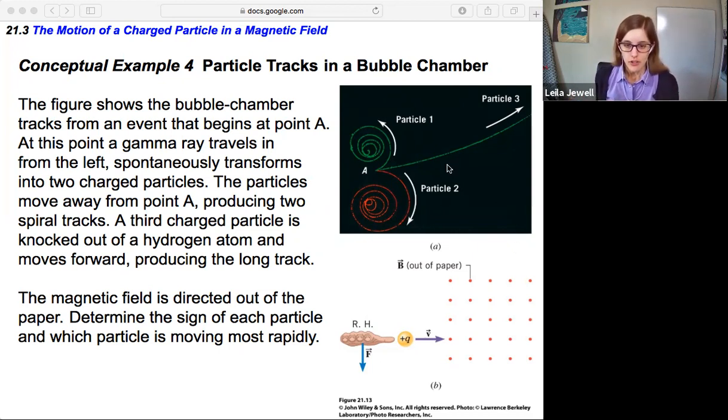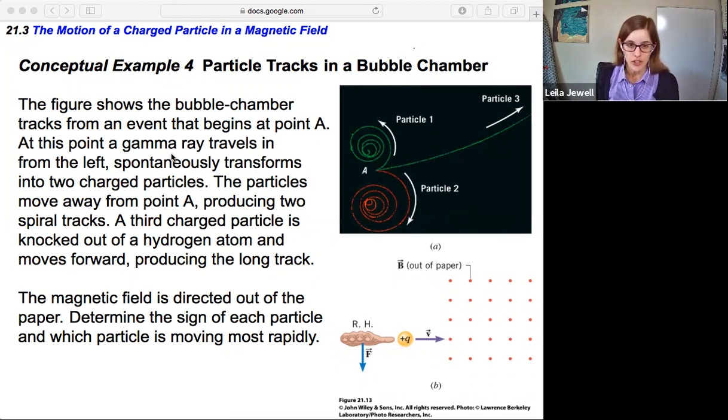So for this picture, the magnetic field is directed out of the page. We want to determine for all three particles the sign of each particle and which one is moving the most rapidly. I want you to think this through, come up with an answer before you move on. Go ahead and pause your video now. All right, did you pause it? I'm hoping so.